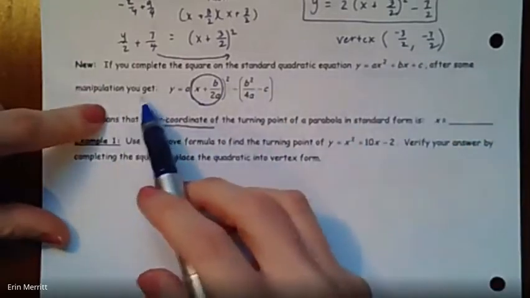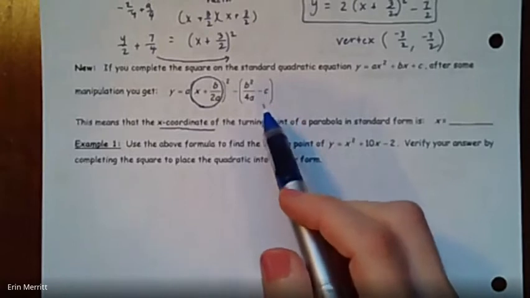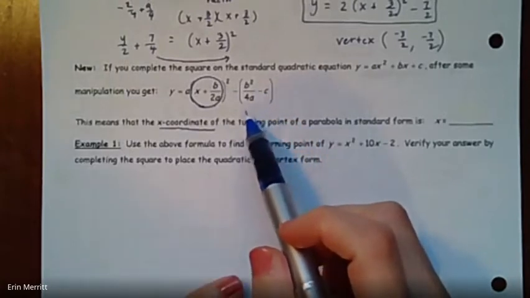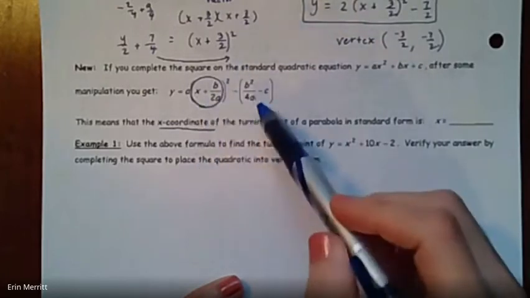All right, right here where it says new, if you complete the square in the standard quadratic equation, after some manipulation, you get this. This is another kind of reforming basically of the equation, and not something you would need to fully memorize. But it's just showing that this is what it'll end up as.